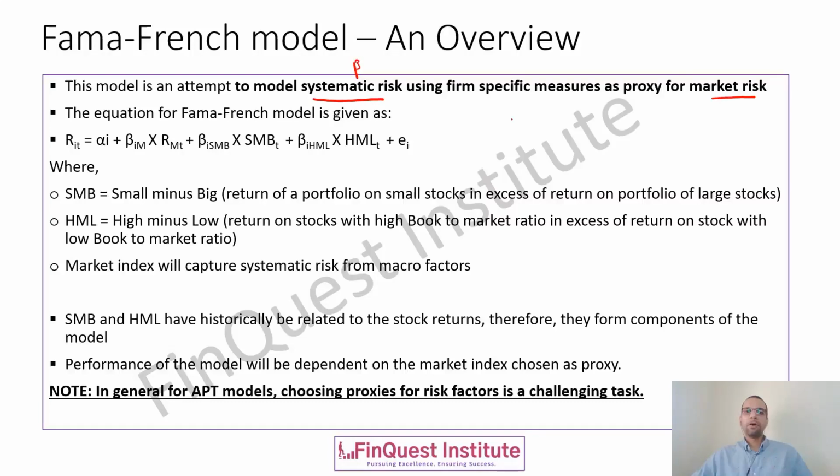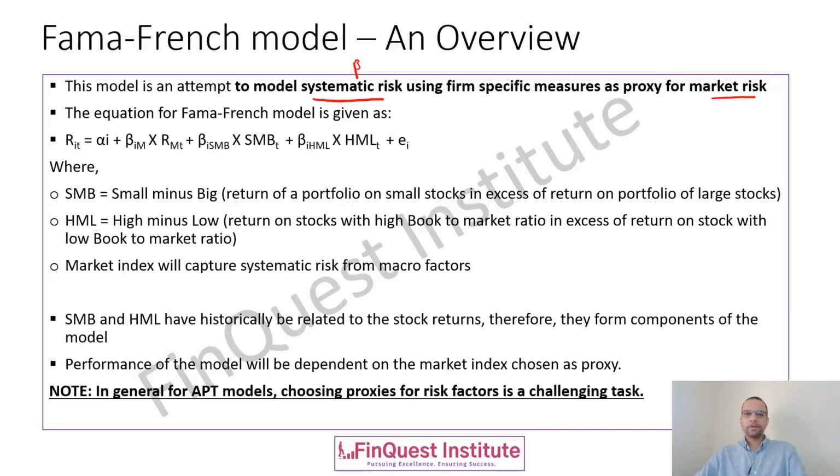So through this model, we'll try to model systematic risk using certain factors which are specific to a certain firm. A general equation for our Fama French model would look like this. We have R_it, which is the expected return on our position. Then the two important components to note here are SMB and HML. So what do we mean by them? SMB is what we call small minus big. That is, the return on a portfolio of small stocks in excess of the returns on a portfolio of large stocks. So that's the small minus big part.